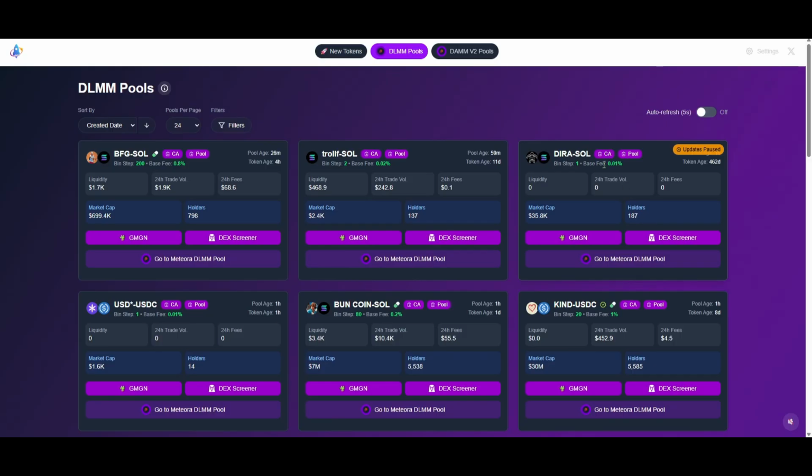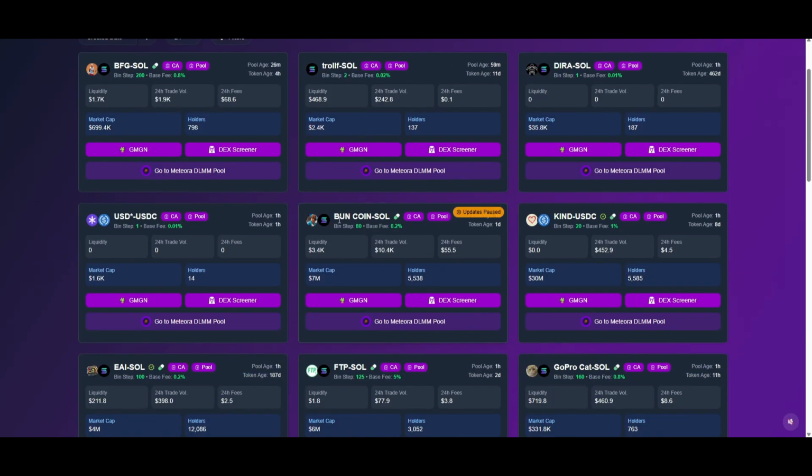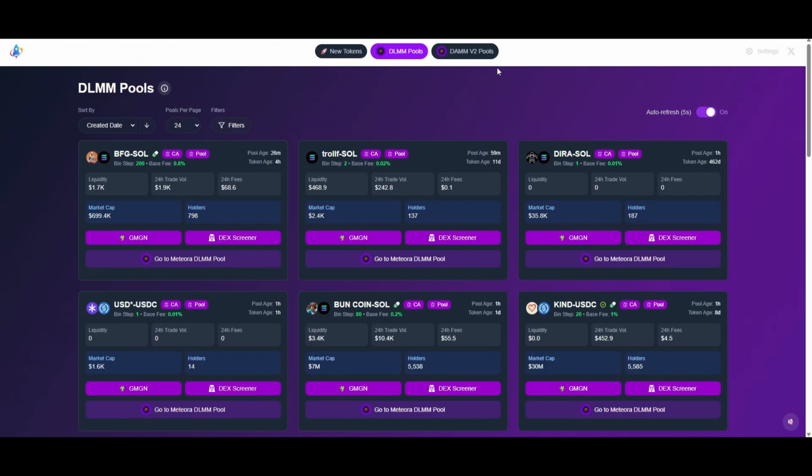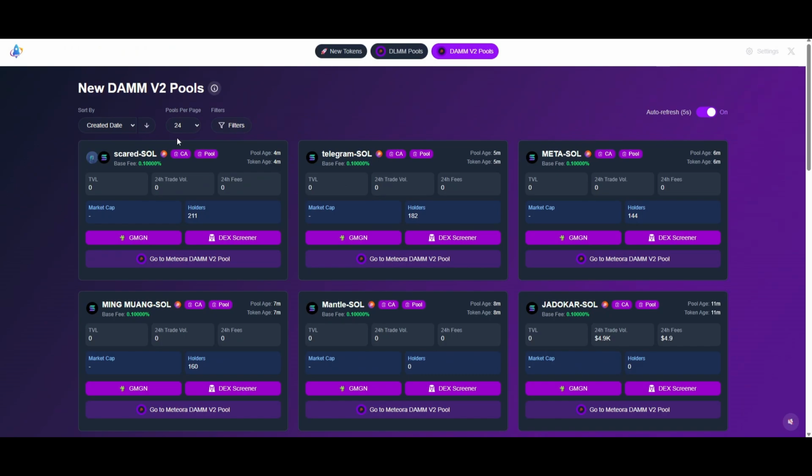And this one's done up. Take note of the base fee as well. So this one's got no liquidity. This one, troll left, it's not loading. So Buncoin, someone's made one of these and they put 3k liquidity. So you get the idea of it. And some of these are good ones. But you can literally sit here and say a DLM is different from a DAM. A DAM is basically a full range position. And again, you can find some good ones on here.